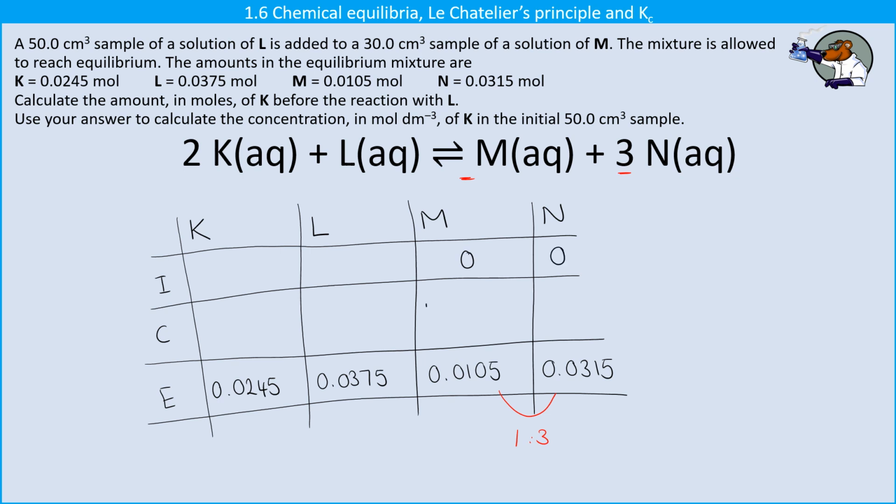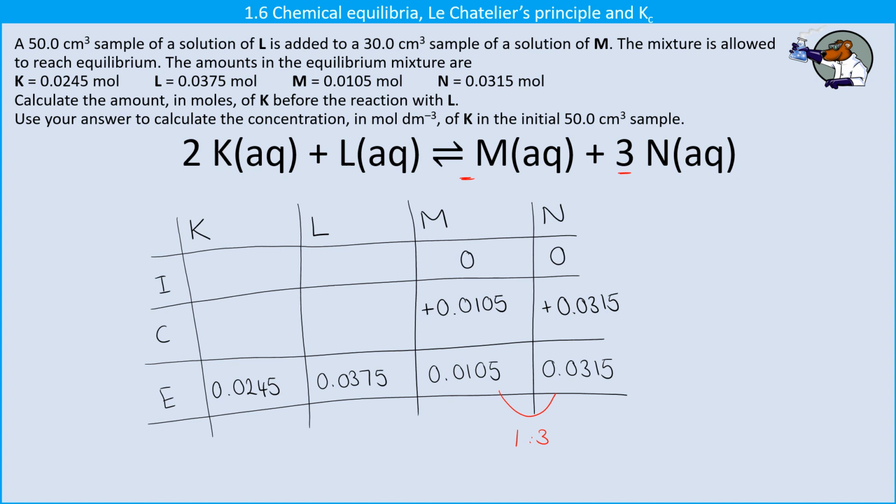So I can then go on and say that the change in M is an addition of 0.0105. And I don't actually need to fill it in because I've got the information from M, but for the sake of completeness I could also say that N has increased by plus 0.0315. Now I know that I can use the molar quantities in the simple equation to say what the ratio between all of the reactants and products are.